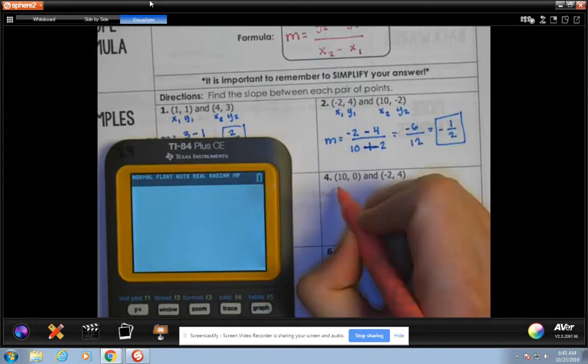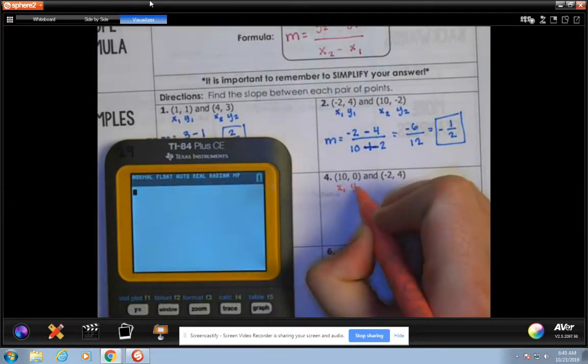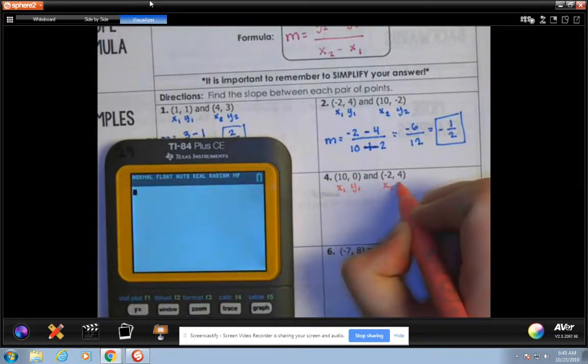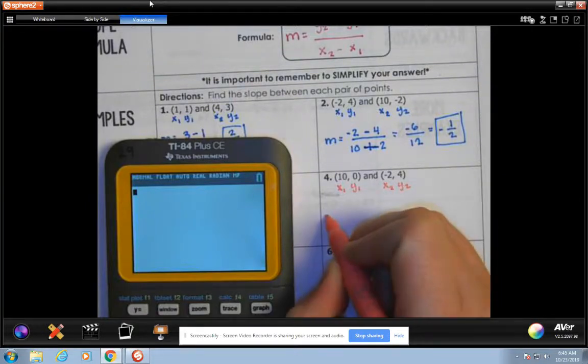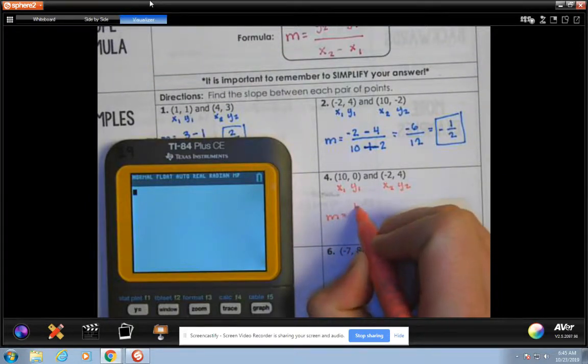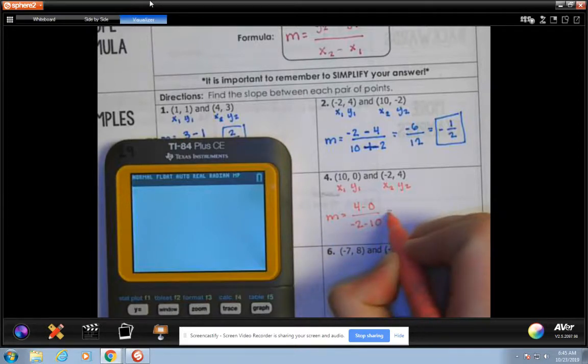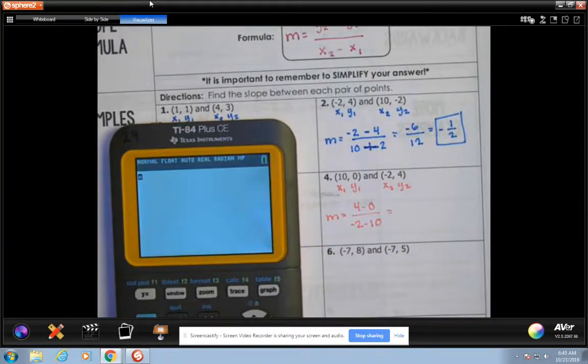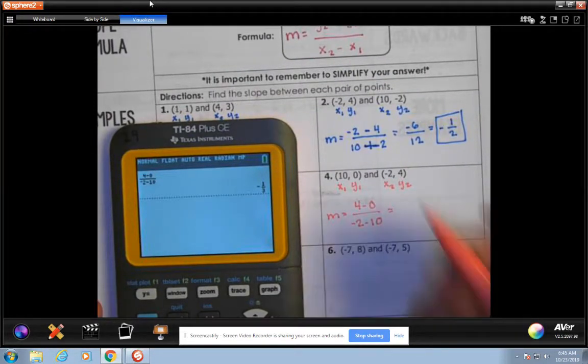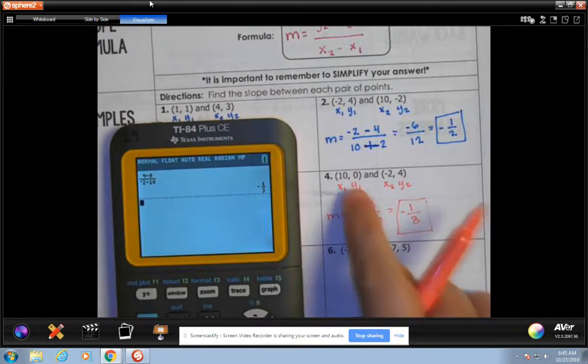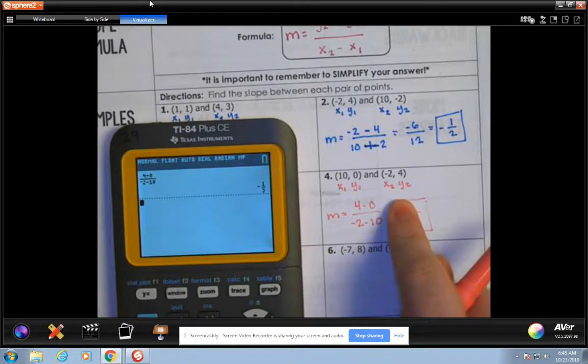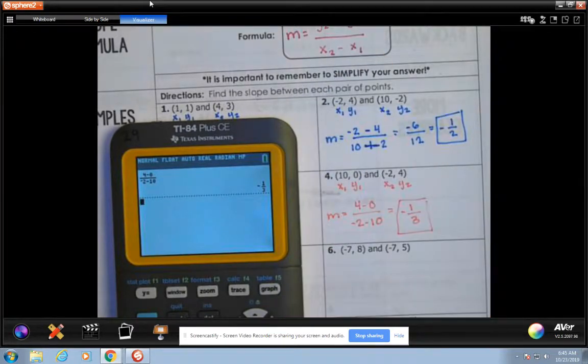So we would say x1, y1, x2, y2, and then let's plug it in. So m equals 4 minus 0 over negative 2 minus 10. Let's put that in our calculator. Alpha x, 4 minus 0, negative 2 minus 10, and you get negative 1/3. See how much quicker that can be? But you really have to make sure you know which points are which, and then you can just plug it in and put it in that calculator.